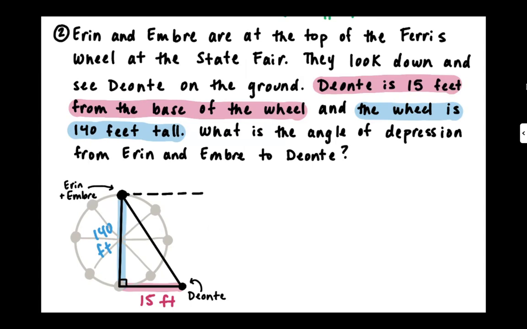Okay, now here's our question. What is the angle of depression from Aaron and Embry to Deontay? Okay, that's what we want to know. So where is the angle of depression? Well, that's from Aaron and Embry down to Deontay. So there is our angle of depression. So this angle is the angle that we want.